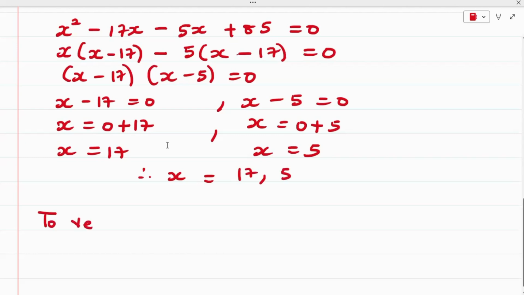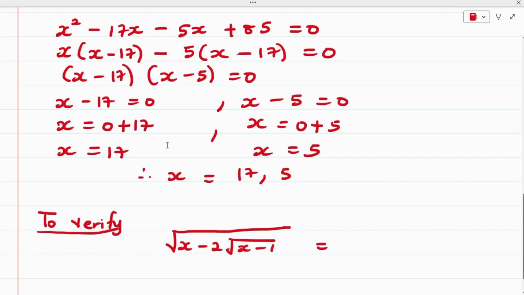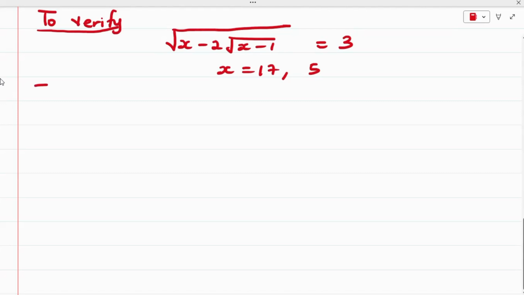So right here, we want to simply verify to find the valid solution of x, and we have the question to be the square root of x minus 2 multiplied by the square root of x minus 1, and this is equal to 3, and we have that x is equal to 17 and 5. So at this point, we want to simply solve for x equals 17.